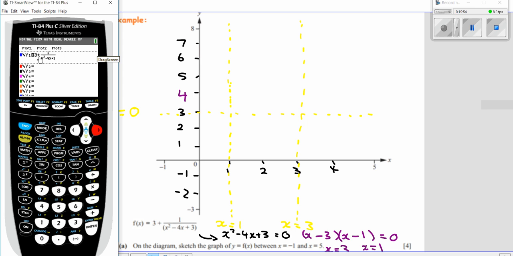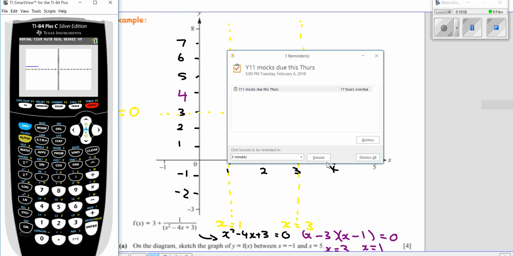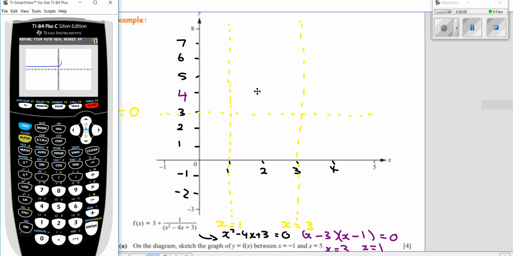And I've got the 3 plus. And then when you graph it, it probably won't look very nice because you won't have the window set up. So there's a general picture. And then where do I adjust it so it looks more like this? Window. Window, yeah. Go to window.